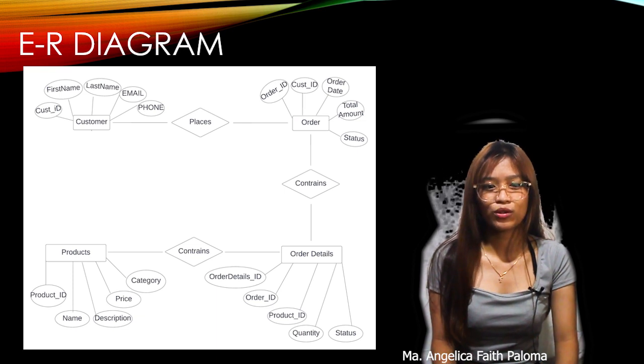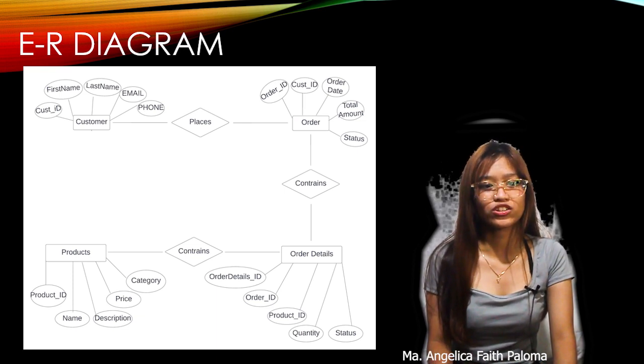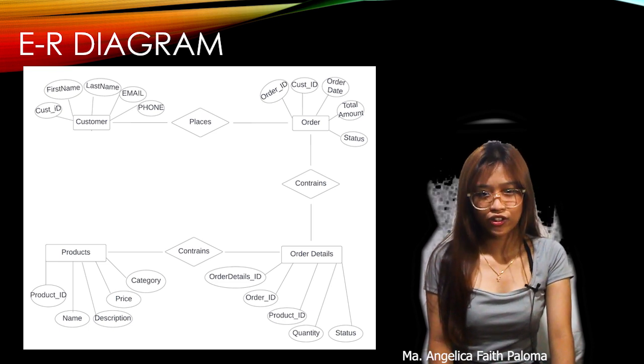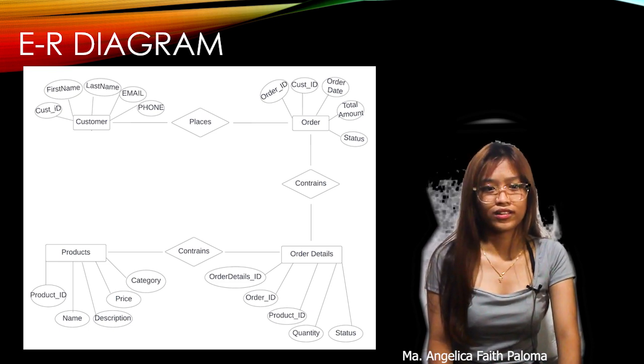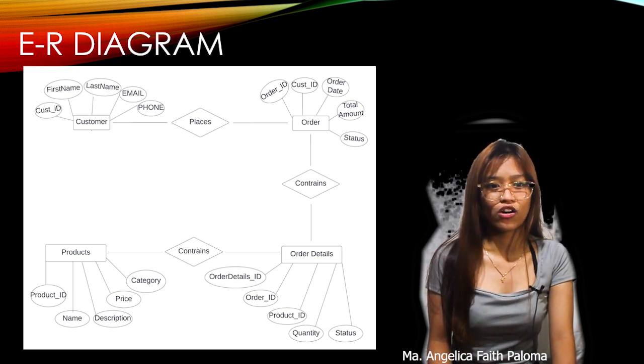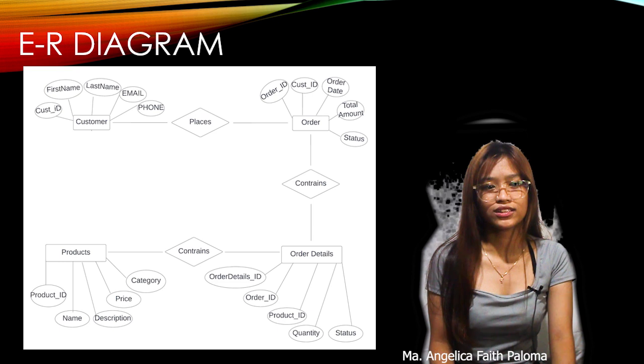In this diagram, it will illustrate the structure and relationship between our given example tables: customer, order, order details, and product. The entity customer places orders. The entity order shows order details. The entity order details will contain the entity products.